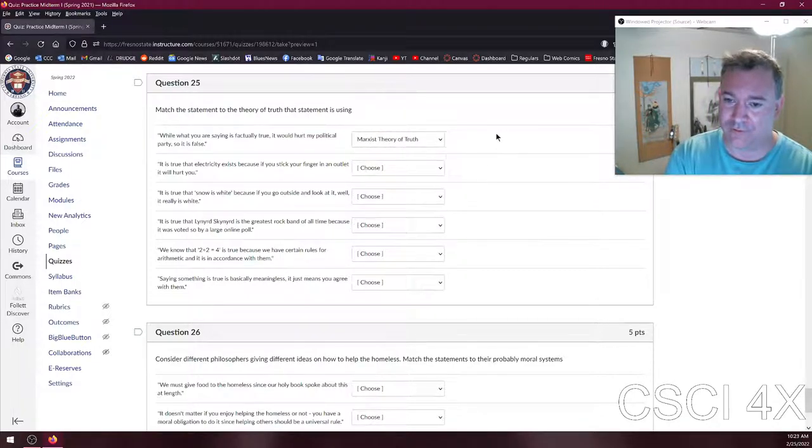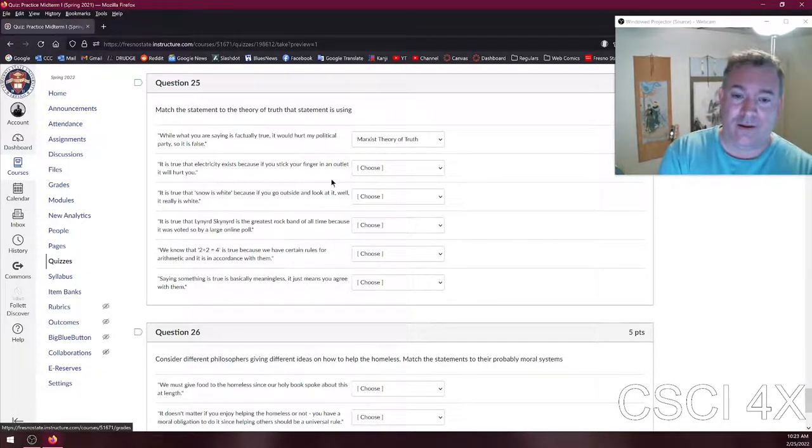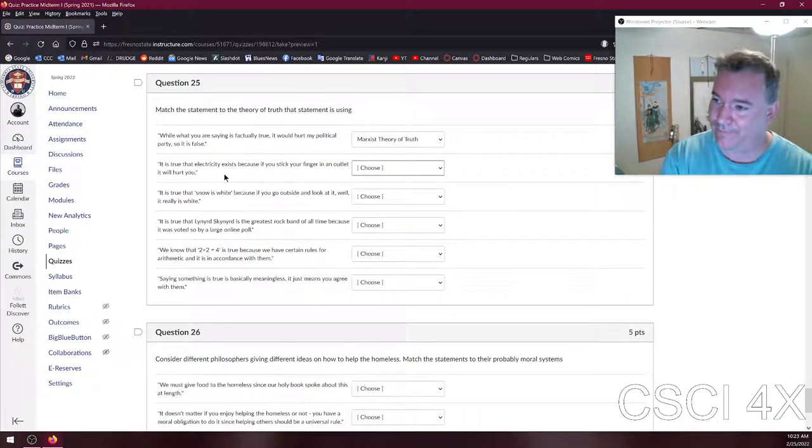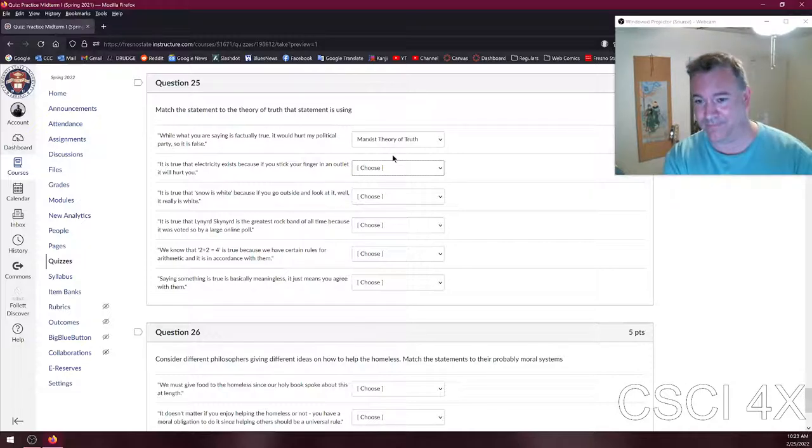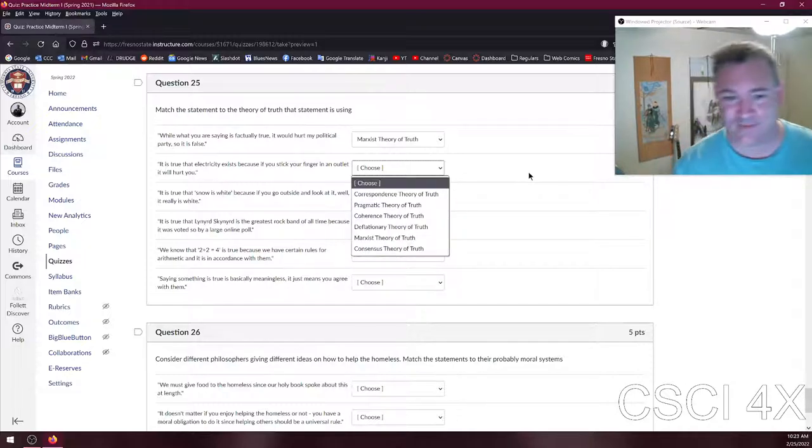And this would be the Marxist theory of truth, since nobody's saying anything on Discord about it. Okay, it is true that electricity exists, because if you stick your finger in an outlet, it will hurt you. It doesn't matter if electrons are negative charges or positive charges and which way the electricity actually flows in the circuit. All that really matters is that if you stick your finger in a hole, it'll shock you. And remember what theory of truth this is. I'll put the list up here. It seems like that might help.